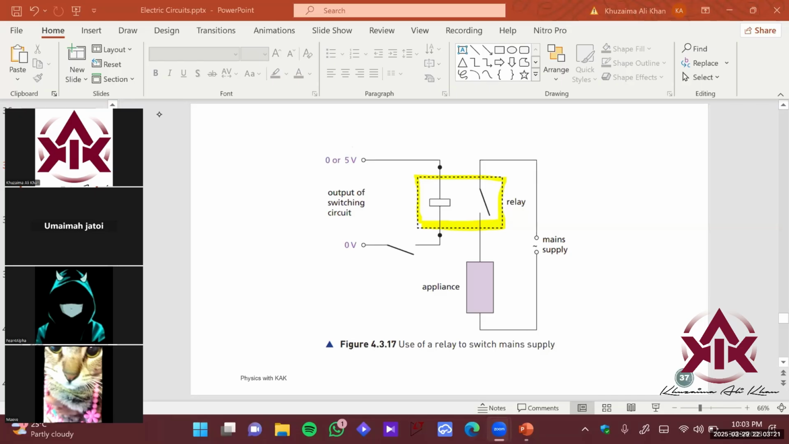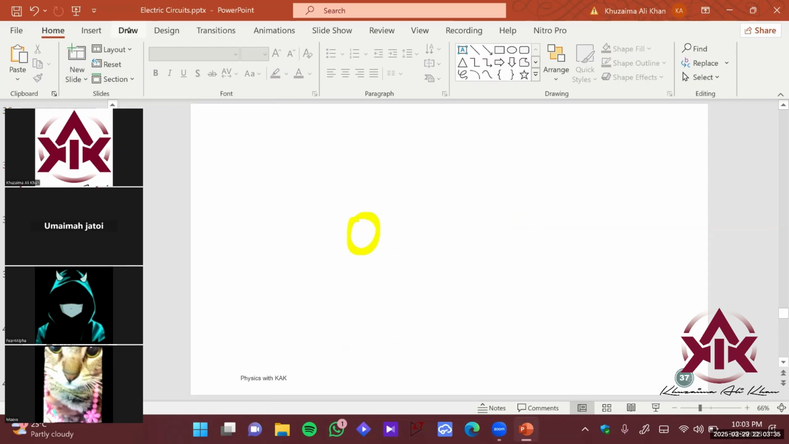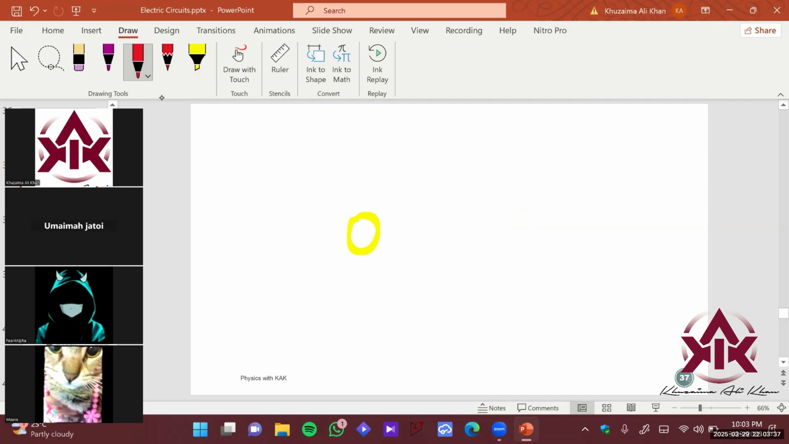That's close. So imagine a switch. Let me take you back to our basics. Imagine a switch. You have a voltage supply, right? Let me draw your voltage supply. You have a voltage supply over here, you have a switch here, and you have a lamp here.